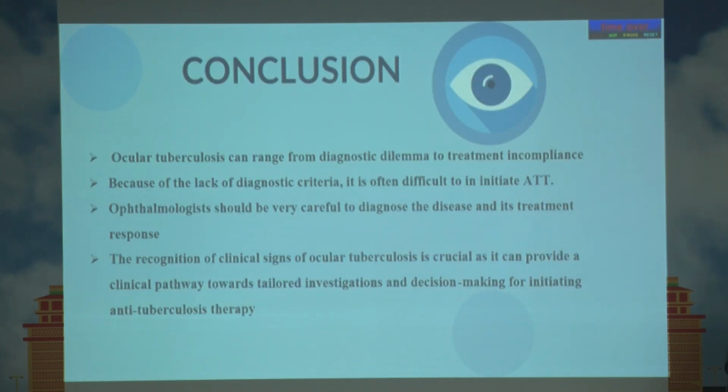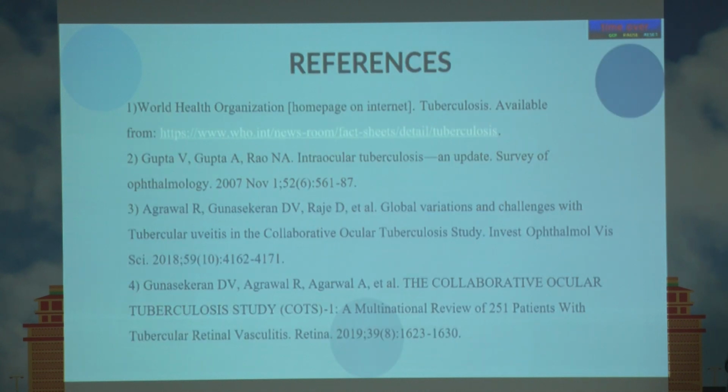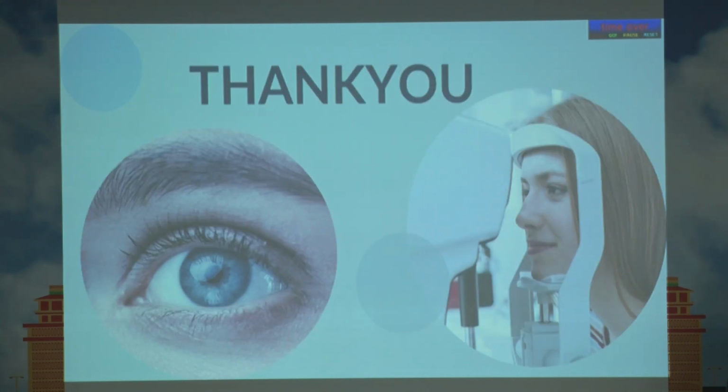In conclusion, ocular tuberculosis can range from a diagnostic dilemma to treatment incompliance. Because of the lack of diagnostic criteria, it is often difficult to initiate ATT. Ophthalmologists should be very careful to diagnose the disease and its treatment response. The recognition of clinical signs of ocular tuberculosis is crucial as it can provide a clinical pathway towards tailored investigation and decision making for initiating anti-tuberculosis therapy. These are my references. Thank you.